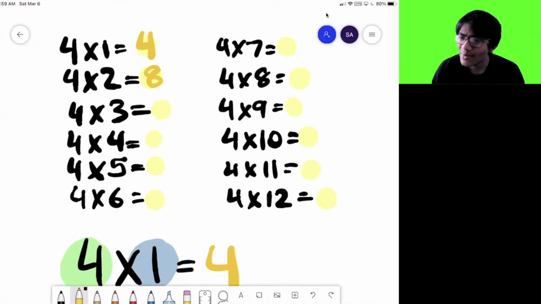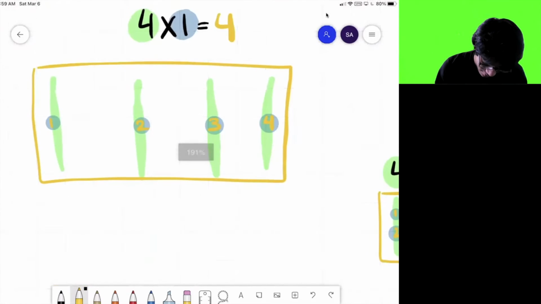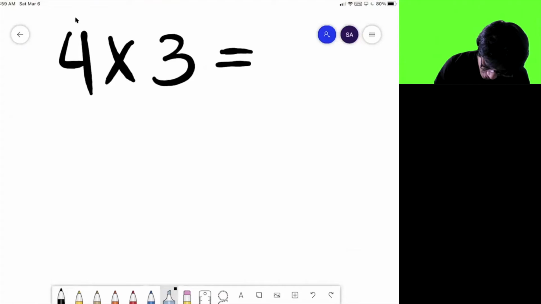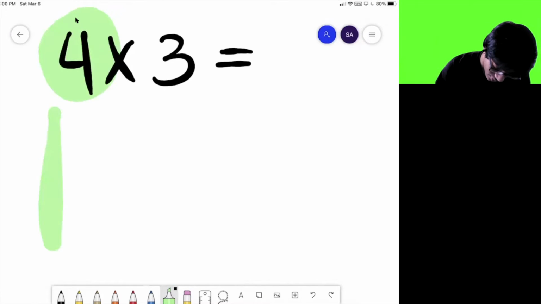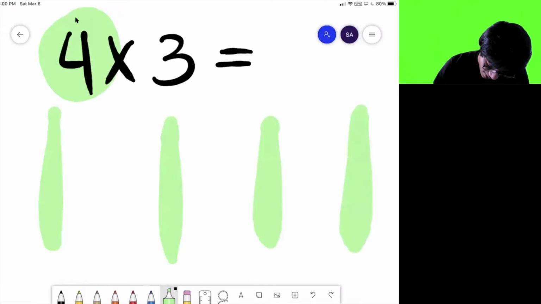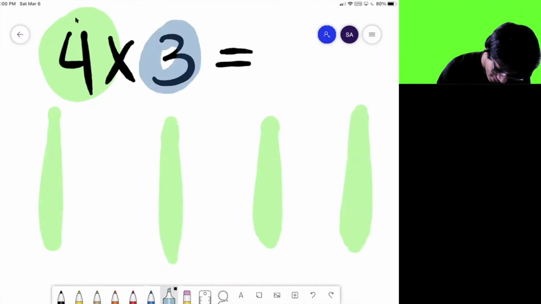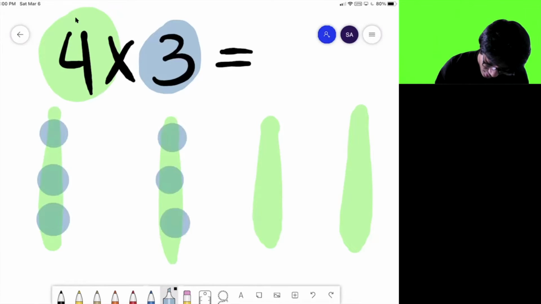Now let's do 4 times 3. I'm going to do the same strategy. I'm going to have 4 columns, 1, 2, 3, 4, and 3 dots in each column. 1, 2, 3, 1, 2, 3, 1, 2, 3, 1, 2, 3.